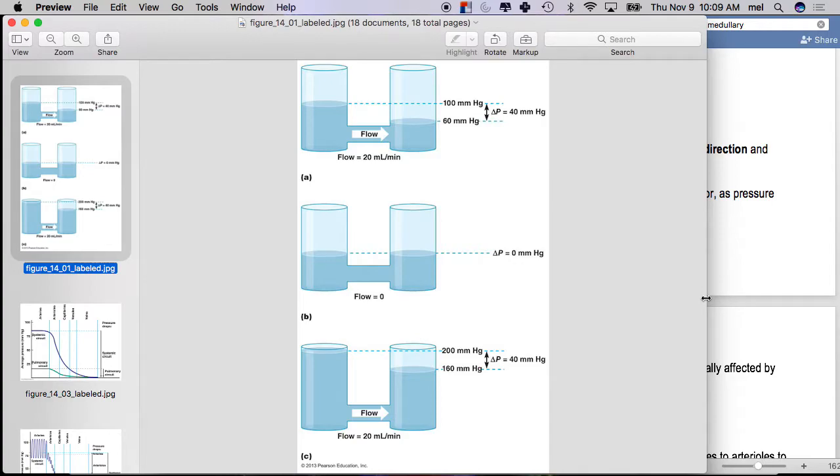So look at these situations. Okay, look at these situations. It's the principle, right? Okay, so now let's look at these situations. You ready? Okay, so we've got two different pressures, right? We've got two different pressures. We've got 100 to 60.